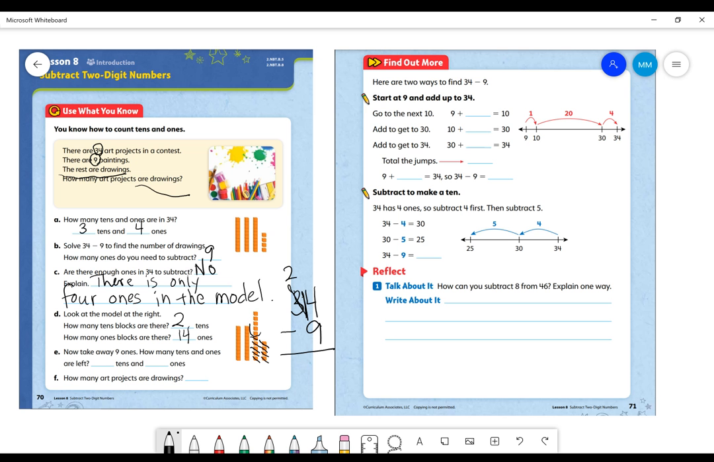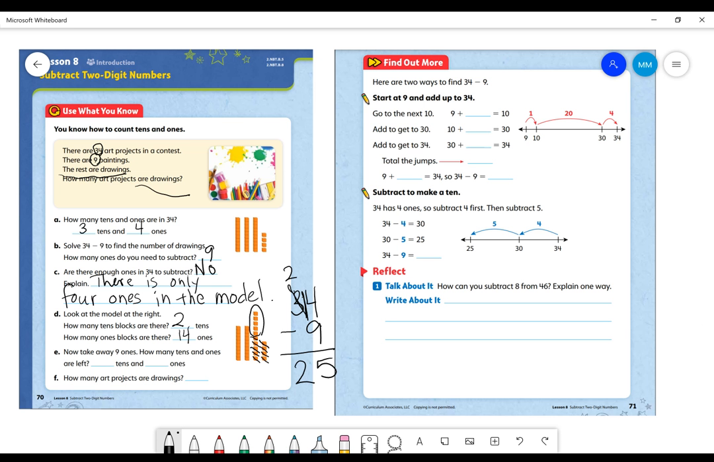And I'm going to circle what is left. How many ones do I have left? I have 5 ones. If I subtracted 14 minus 9, I would have 5 left. And now I go over to my tens place. If I have 2 tens and I subtract 0, how many tens am I still going to have? I'm still going to have 2 tens.